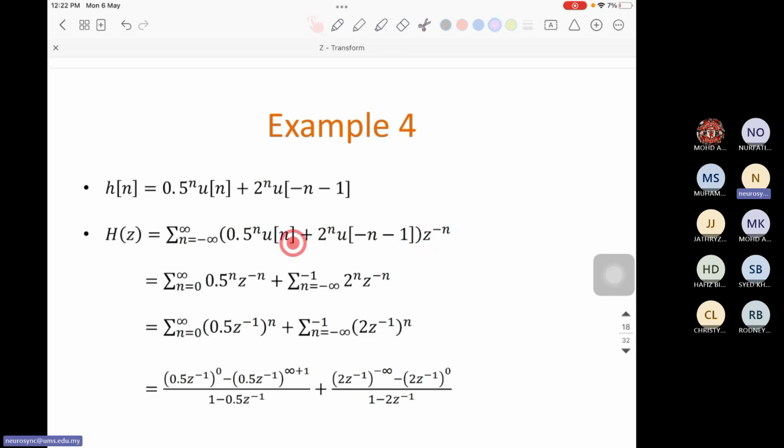Now split this term and again set the summation limits. This is u of n, therefore the summation will go from 0 to infinity of 0.5 to the power n z to the power minus n, plus, now this is u of minus n minus 1. We have seen in the previous example what the limit will be for this: the summation goes from minus infinity to minus 1 of 2 to the power n z to the power minus n. Now solve this summation.